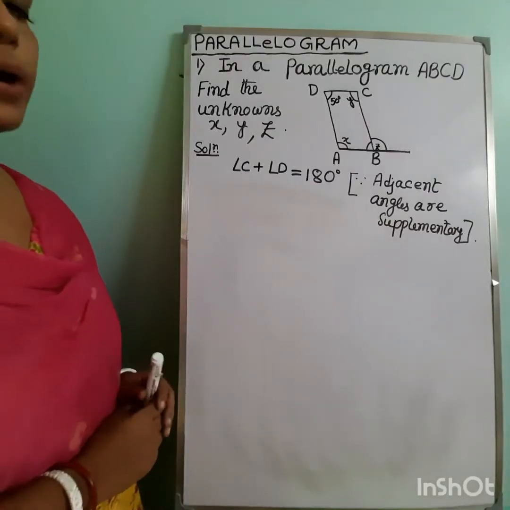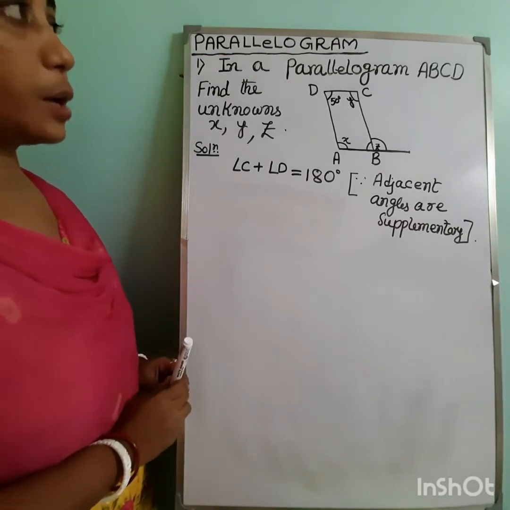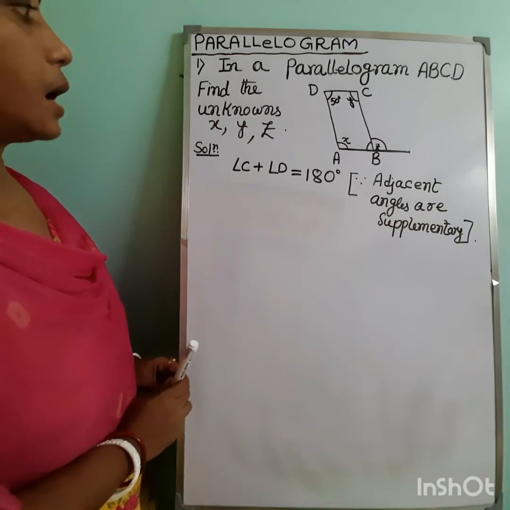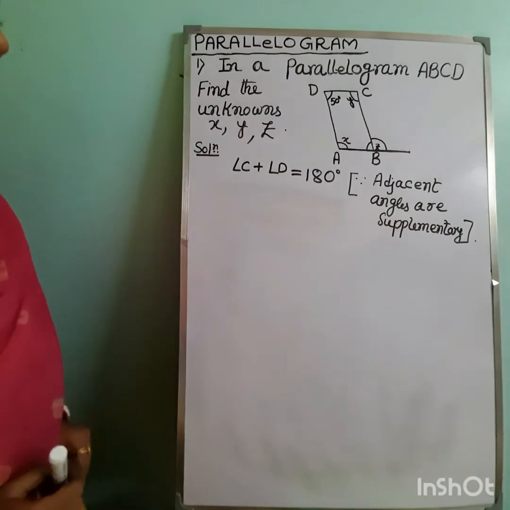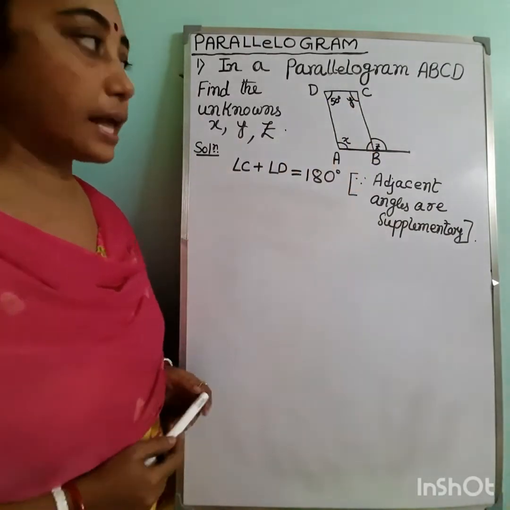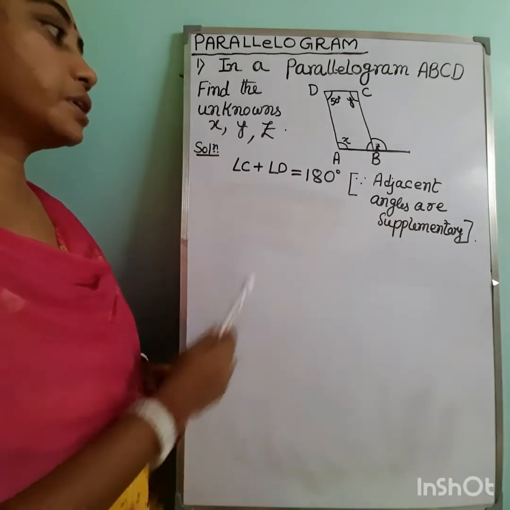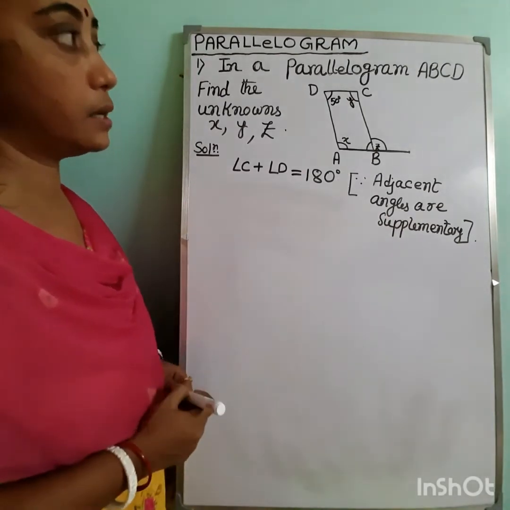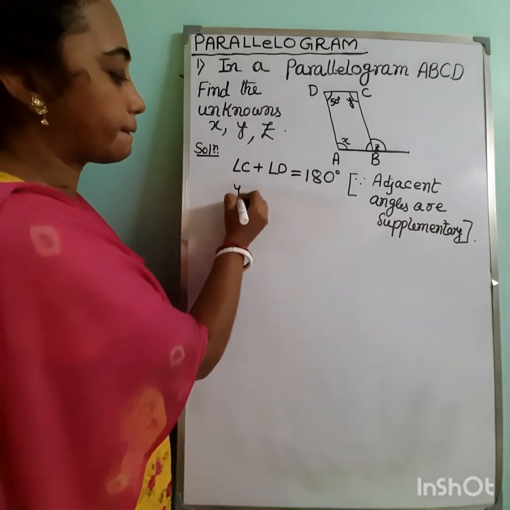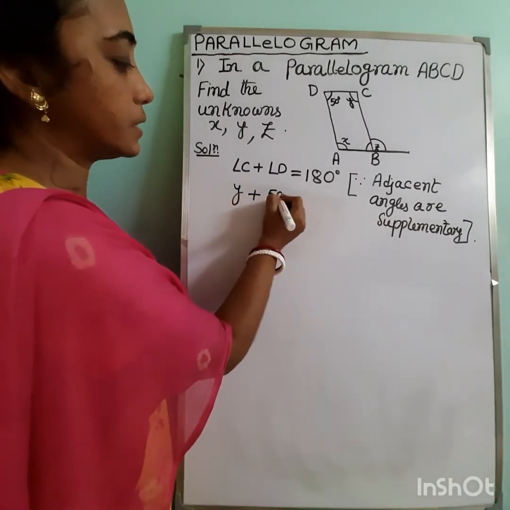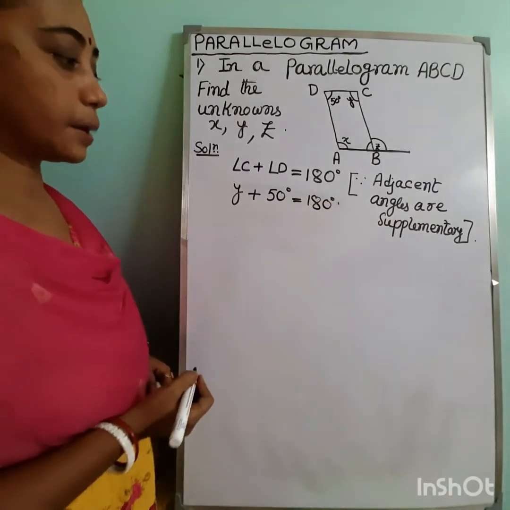Let's see one example to understand the properties of a parallelogram. Here in this question, in a parallelogram ABCD, we have to find the unknowns x, y and z. Here ABCD is a parallelogram. Now from the figure, angle C and D are adjacent angles, and we know in a parallelogram the sum of two adjacent angles is 180 degree. So here angle C plus D is equal to 180 degree, and in the figure the measure of angle C is y and measure of angle D is given 50 degree. So their sum is 180 degree because adjacent angles are supplementary.